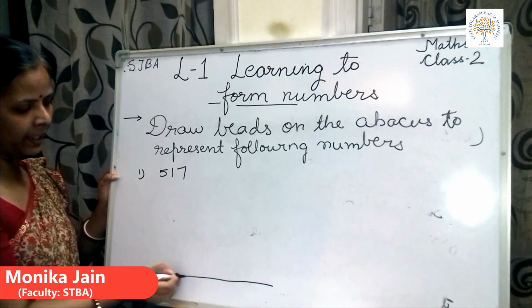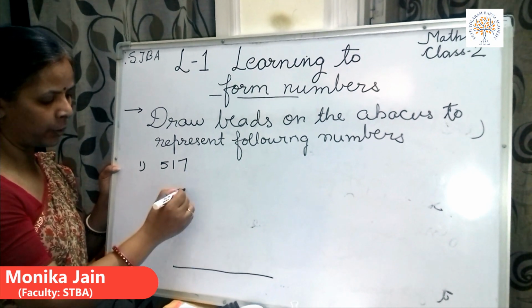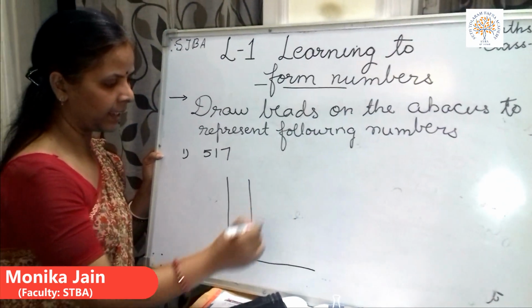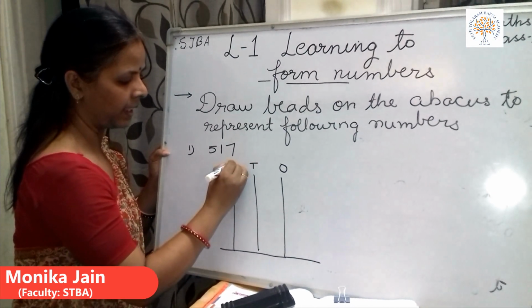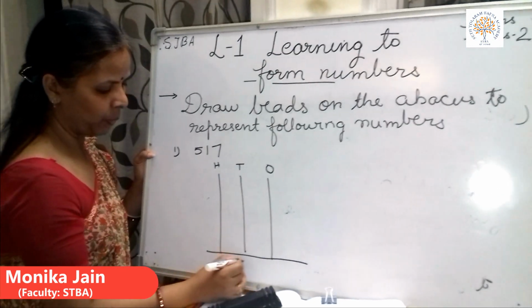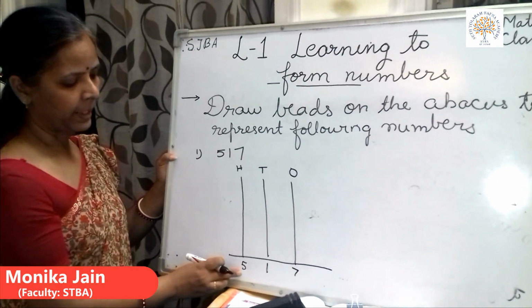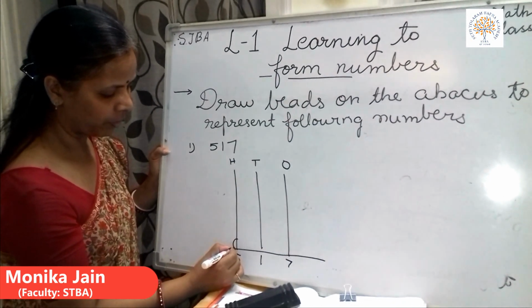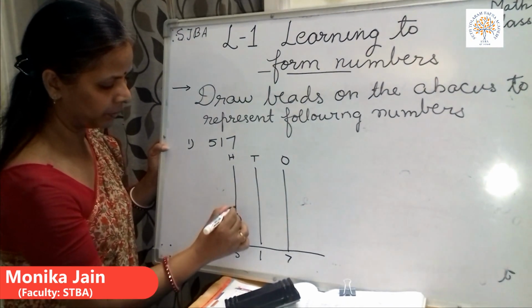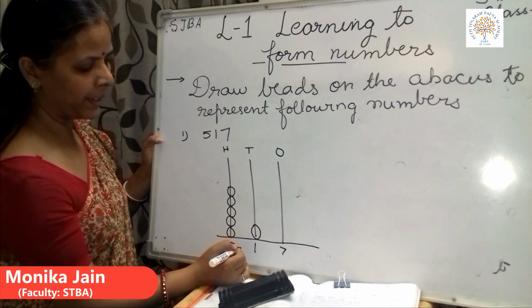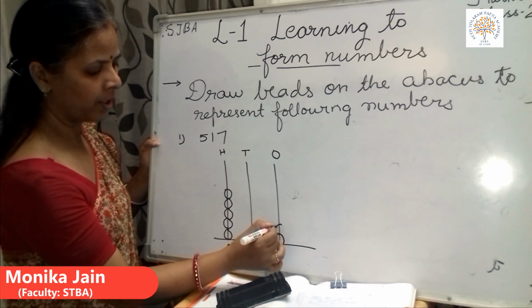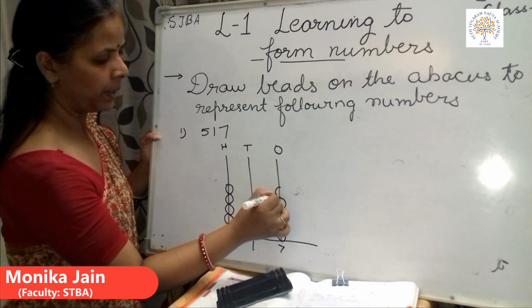First you draw the abacus. Draw one sleeping line. 3 digits are there. You will draw 3 standing lines. Write on the top ones, tens, hundreds. 517. Here it is 5, so you will draw 5 beads. 1, just 1 bead. 7, you will draw 7 beads.